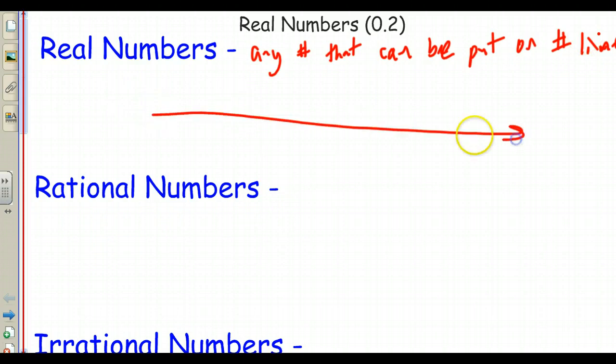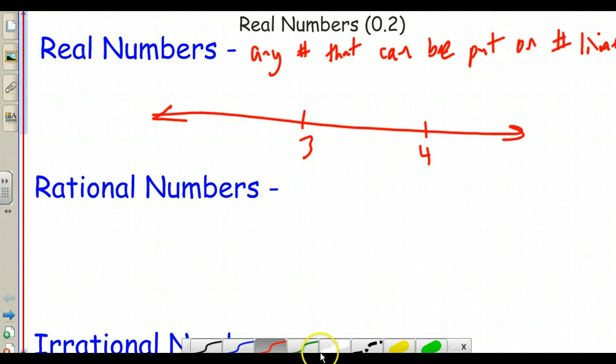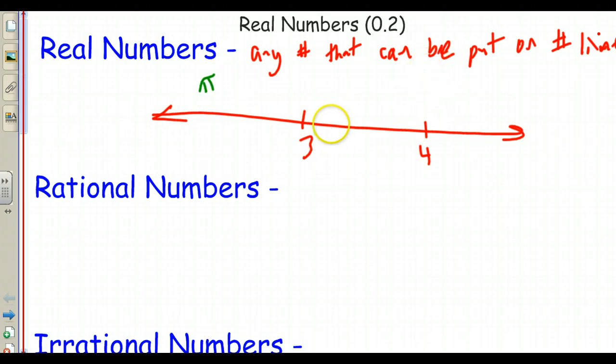So you've got a number line here, even if you've got 3, 4. So let's say something like pi, and you probably know pi is 3.14. Can I put pi on a number line? Well, sure, it's somewhere around 3.14, somewhere in that neighborhood. If I had a computer, I might do it a little better, but this is a pretty good estimate of where it is on a number line. So it is a real number.